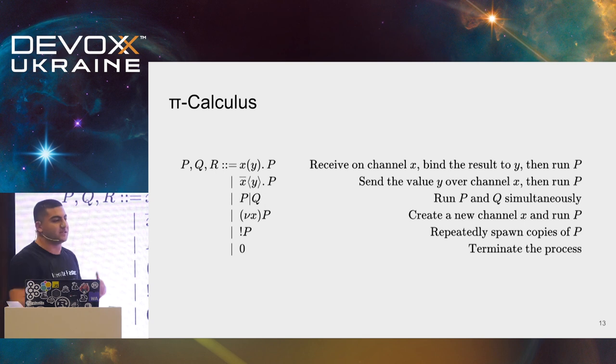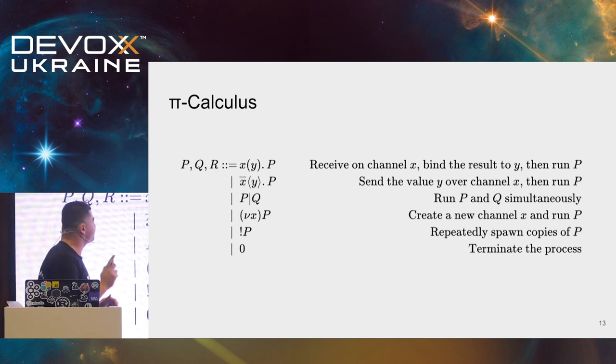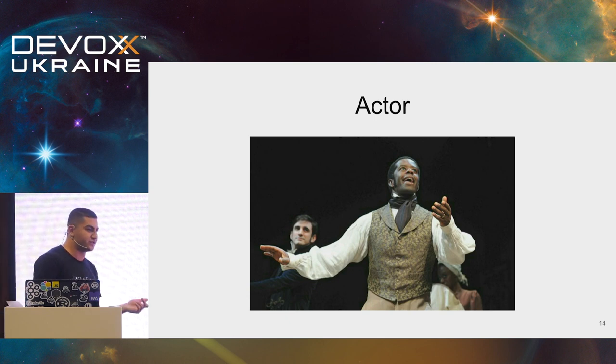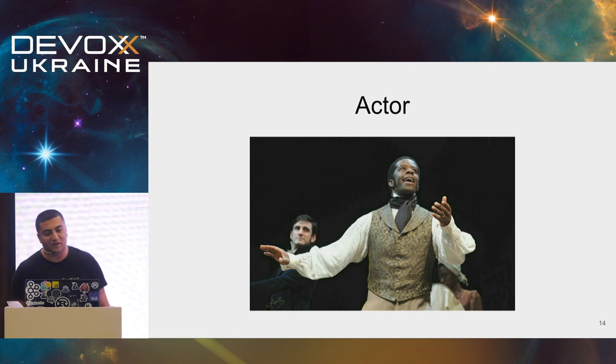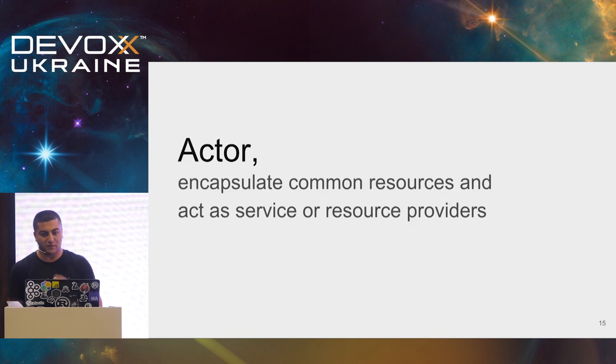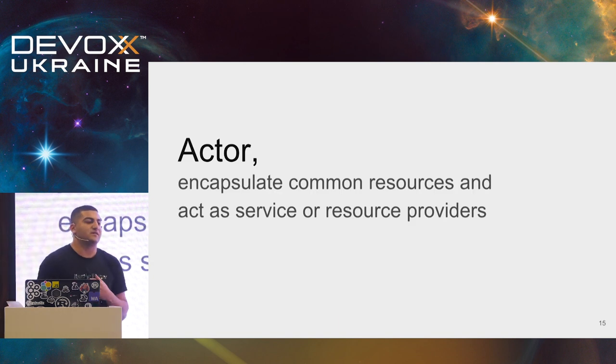But pi calculus is a theoretical model. So we invented Actors. It's another solution. We have pi calculus that works, CSP that works, but Actor, in my point of view, is more elegant. You will see why. So what is an actor? An actor is an entity that encapsulates a state, very basic, and you provide a service, like a microservice.